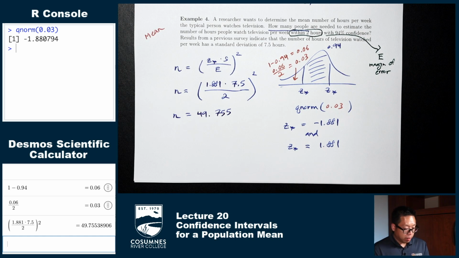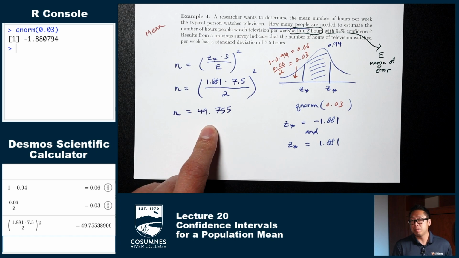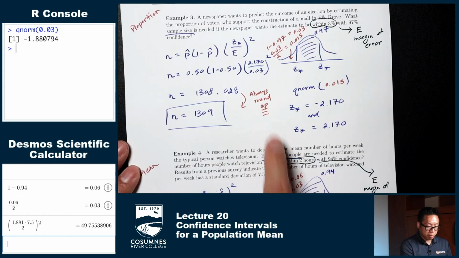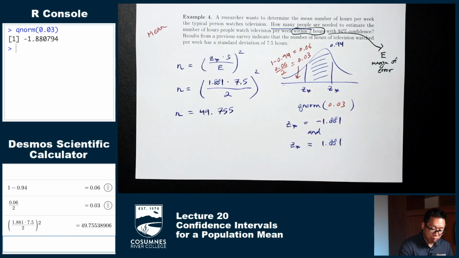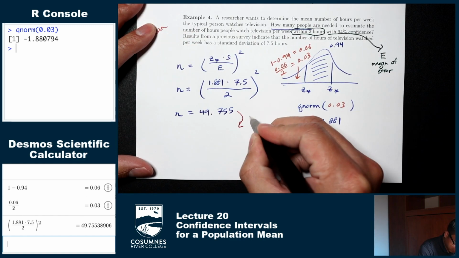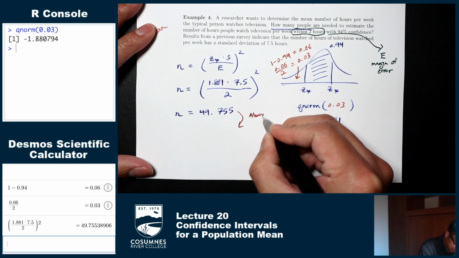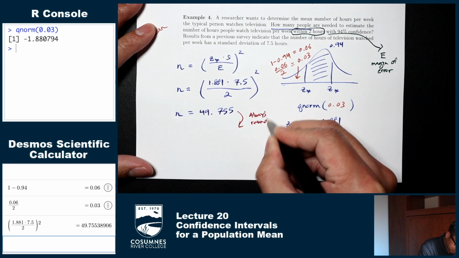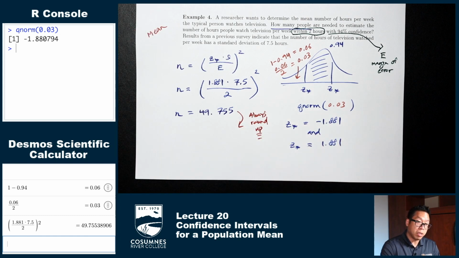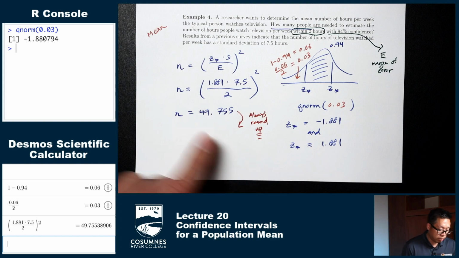We're not done. We're talking about sample size. In other words, how many people are we going to include in our sample? It doesn't make sense to have 0.755 people. The question is, how do you round? You don't round the regular way. You always round up. So this is going to get rounded up to 50.